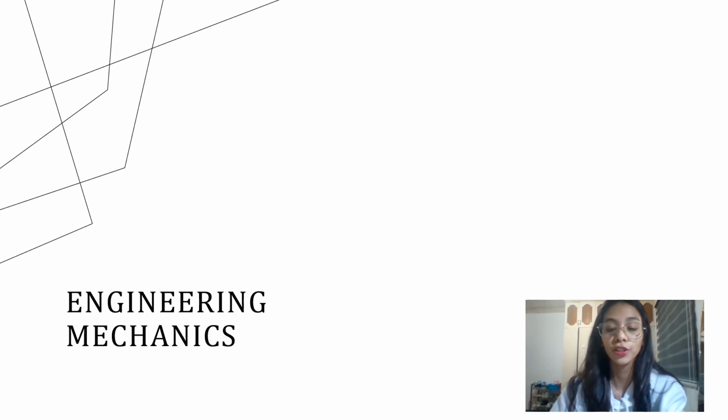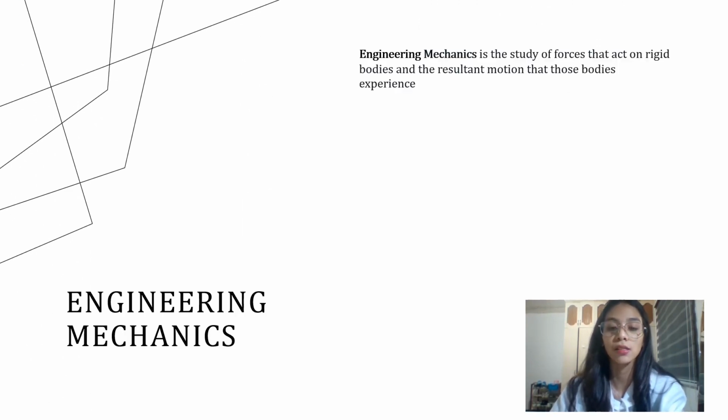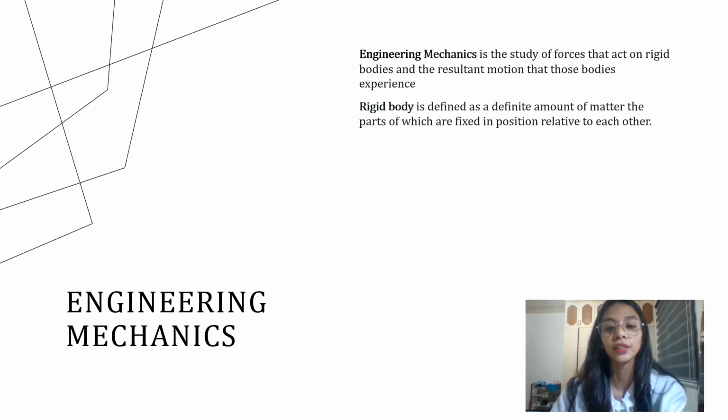Here's a quick introduction about engineering mechanics. Engineering mechanics is the study of forces that act on rigid bodies and the resultant motion that those bodies experience. A rigid body is defined as a definite amount of matter, the parts of which are fixed in position relative to each other. Statics.